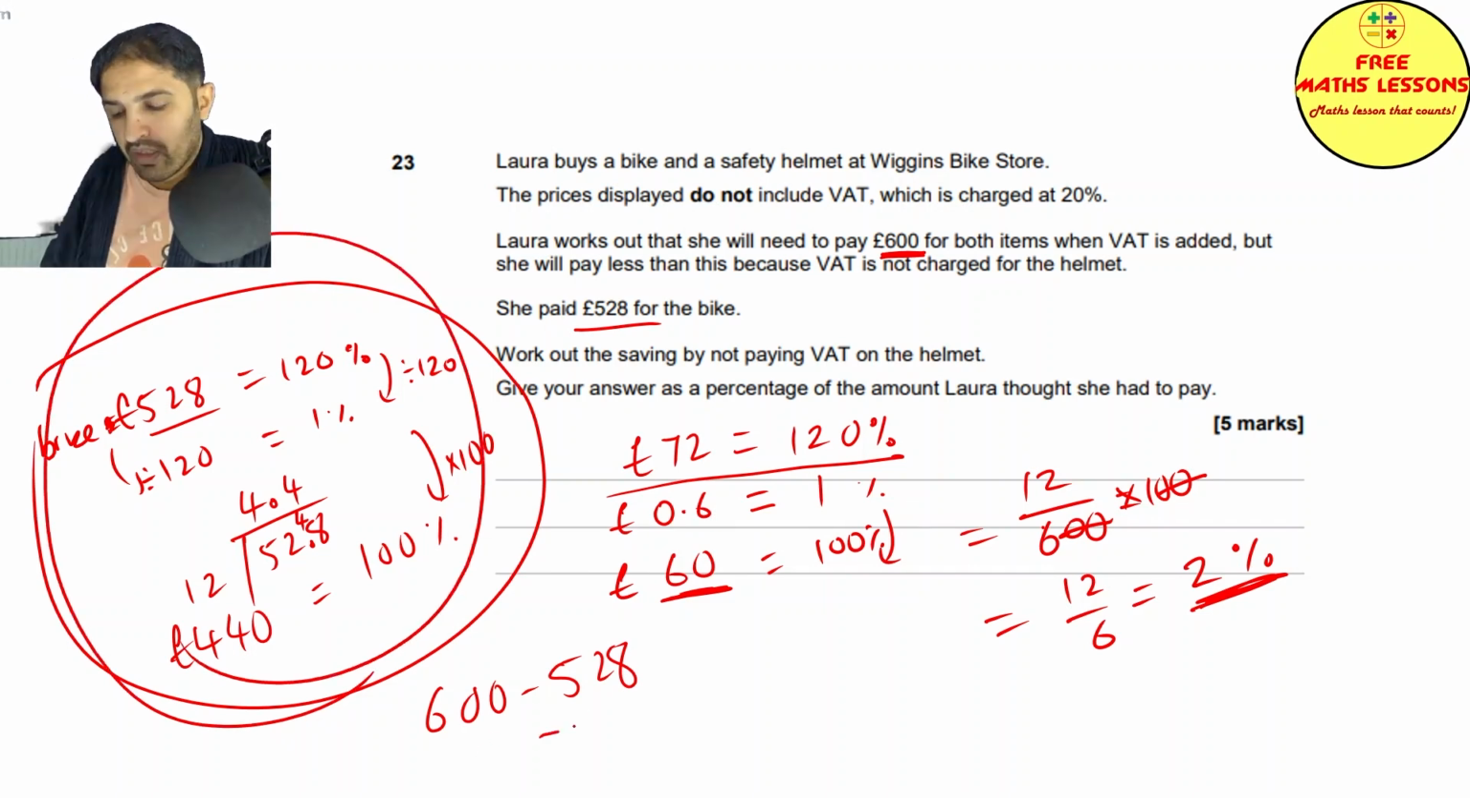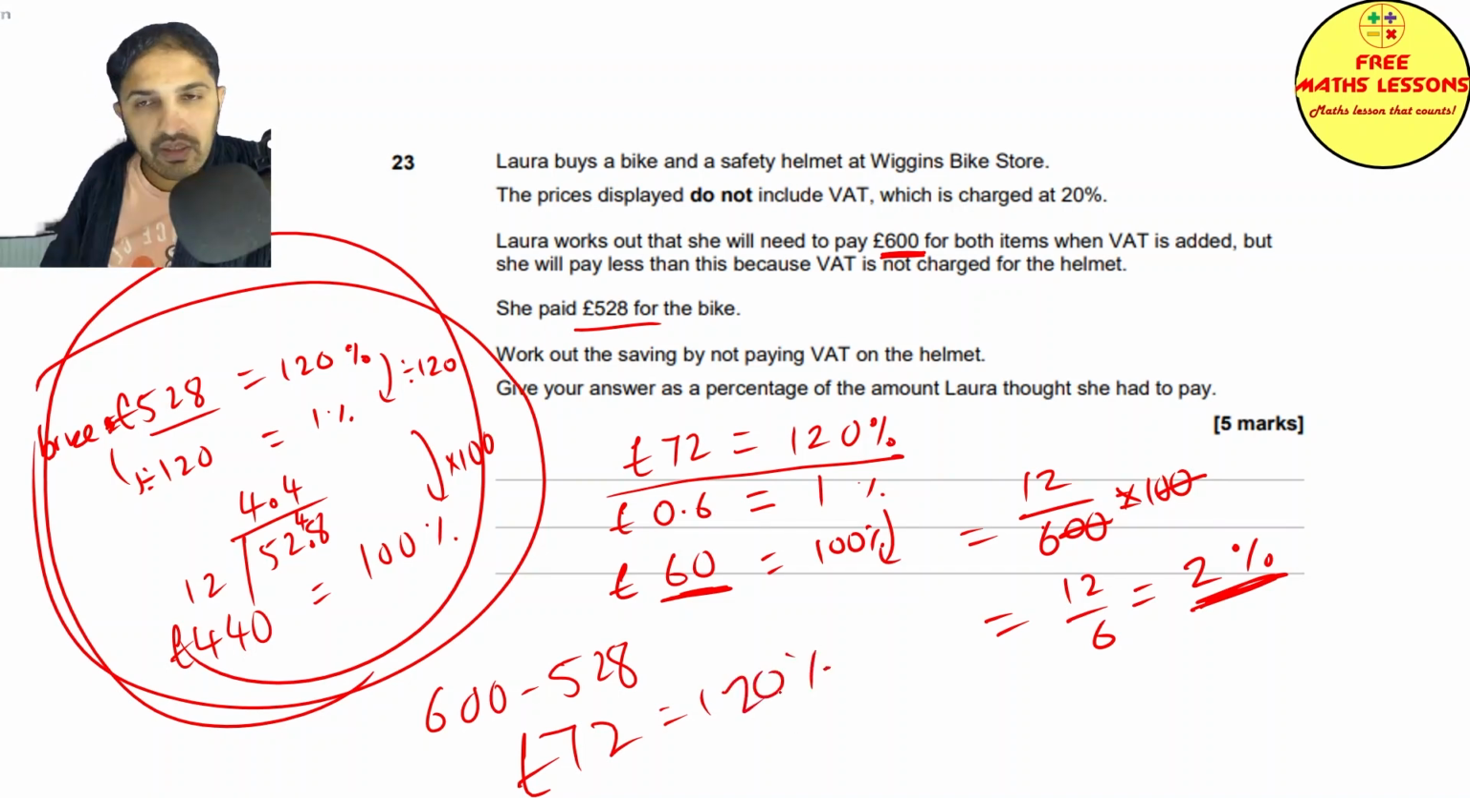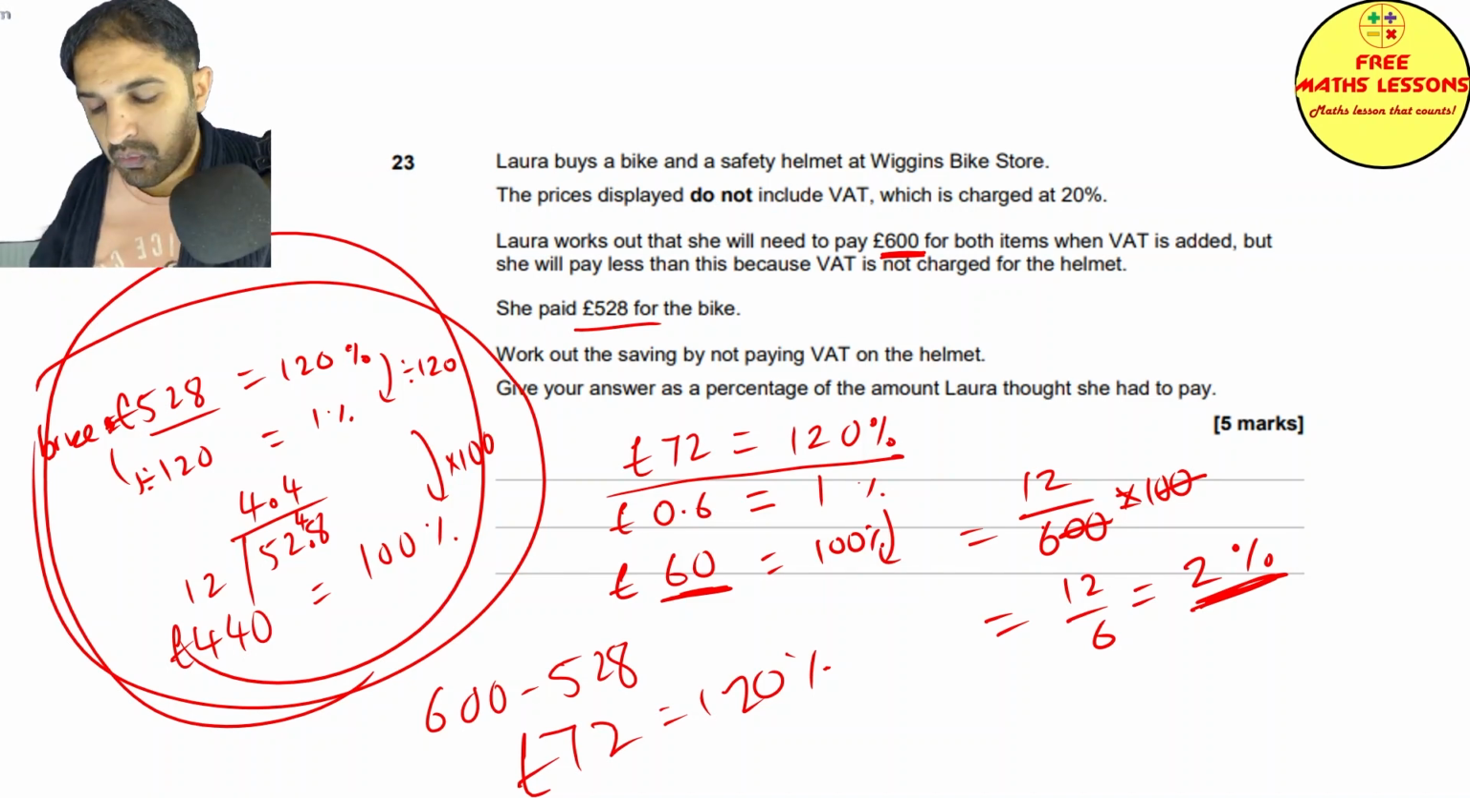Okay, and that would have given me 72 pound, which is what Laura paid for the helmet with VAT, so that's 120%, and we need to work backward to work out what 100% is. Okay, again, we can do that. 72 divided by 120. So you can divide by 10 first. That gives you 7.2, and then 7.2 divided by 12 gives you 0.6.